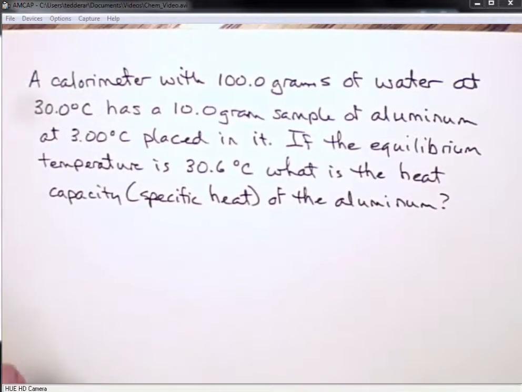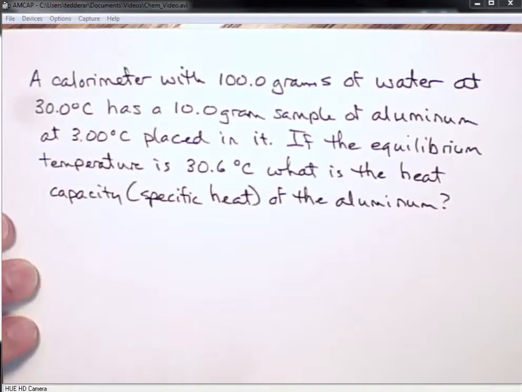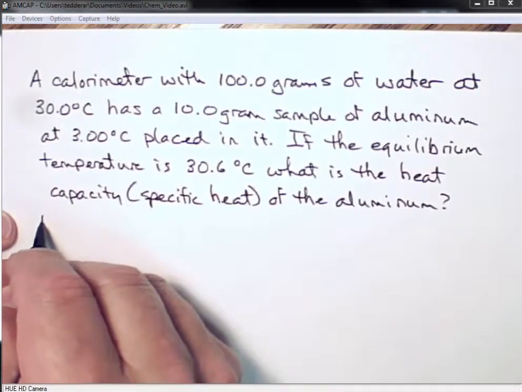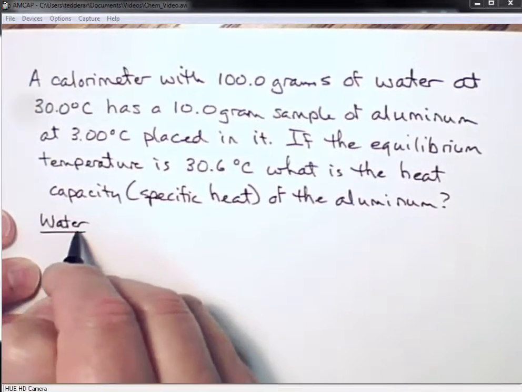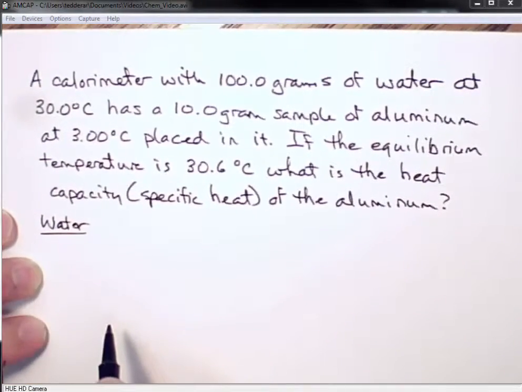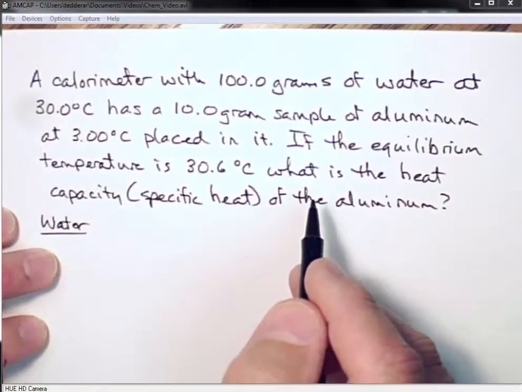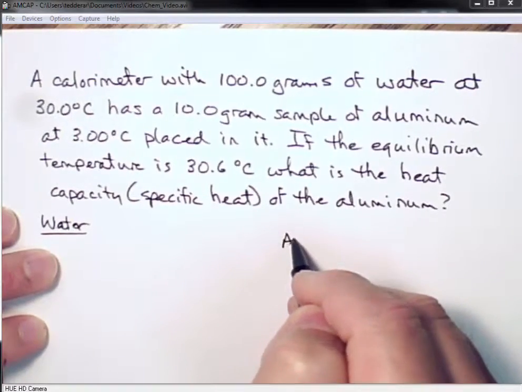Okay. So let's make sure we organize things here for ourselves. Let's list out everything that's here. This is what I want you to do when you solve problems for me, when you have an equation that's involved. And this is going to involve equations. We have water and we have aluminum.